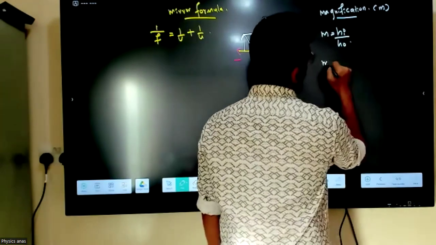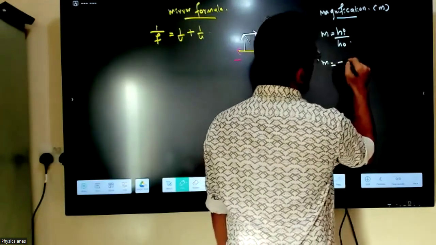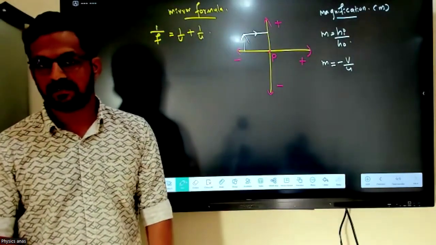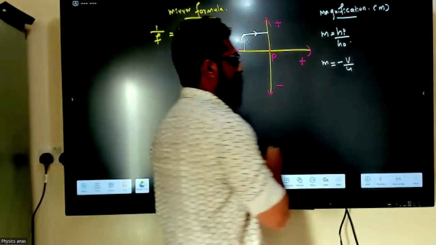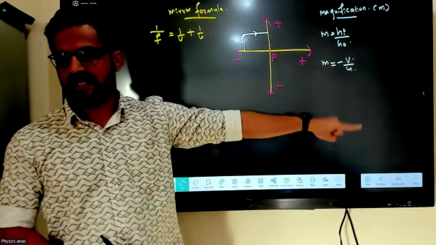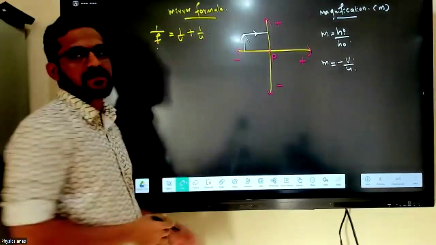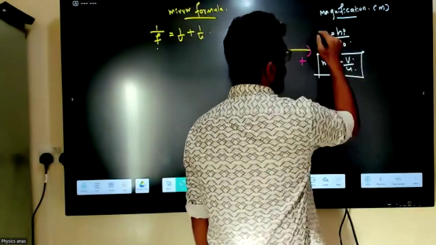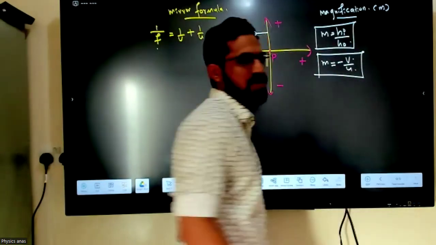And it has another equation also: minus V by U in the case of mirrors. Okay, so that's magnification. And what is this V and U? Image distance and object distance. You know that. What is this F? That's focal length. We have seen that. This is the equation for magnification. You have to remember this equation.